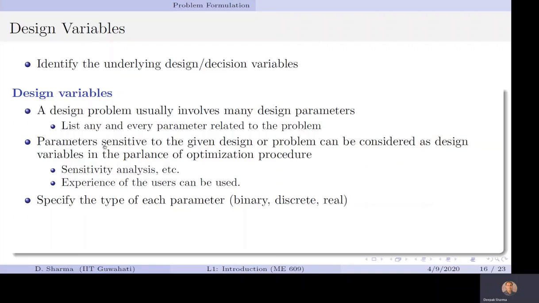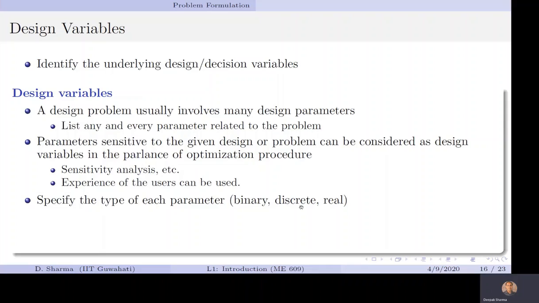So those design sensitive parameters will become design variables, and other parameters we keep as a constant in our formulation. Thereafter, we have to specify what kind of parameter it is. It can be binary, discrete, or real. Binary means it can take 0 or 1, yes or no, an on and off kind of decision.